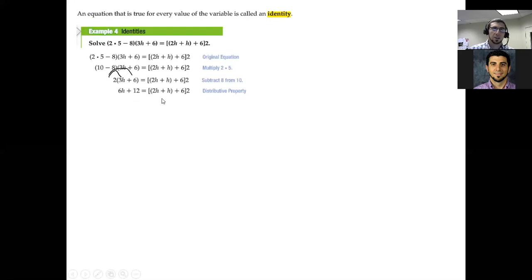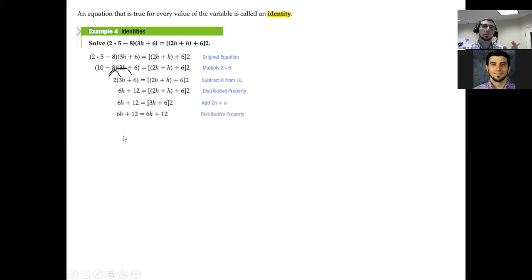And then on the right-hand side, you have 2h plus h. You can add those together because they're like terms. So you get 3h plus 6 still in the brackets times the 2. Now the 2 distributes into the brackets and you get 6h plus 12.